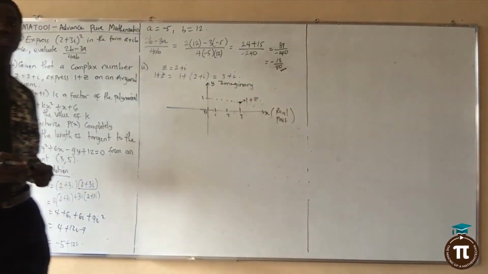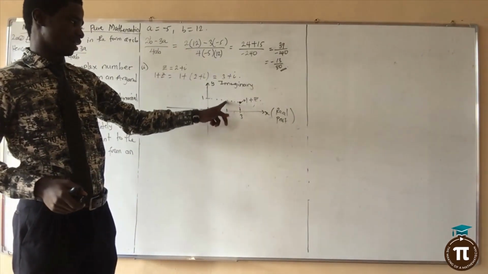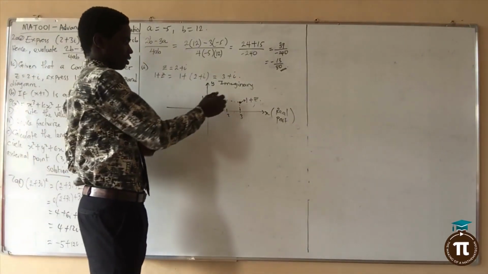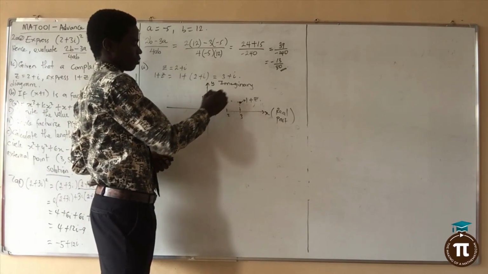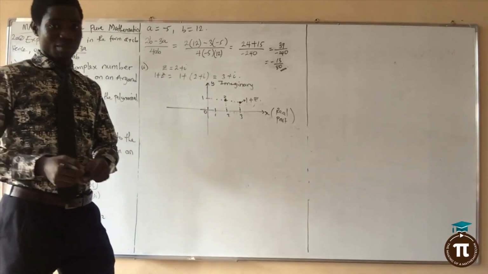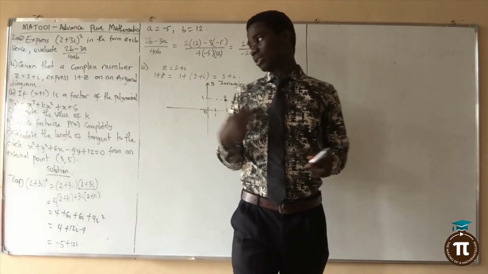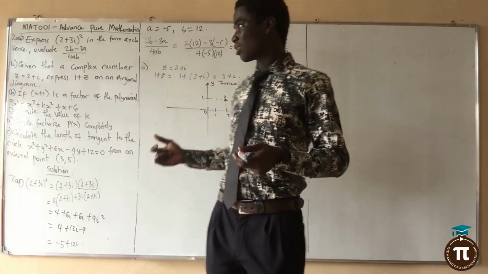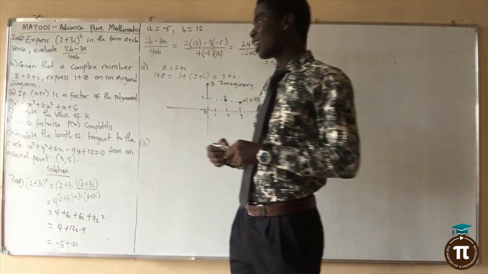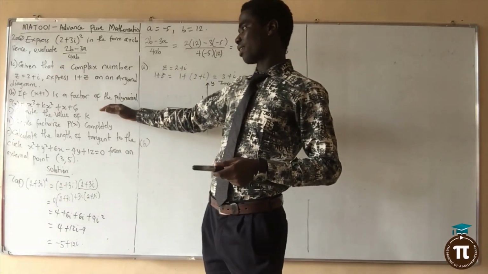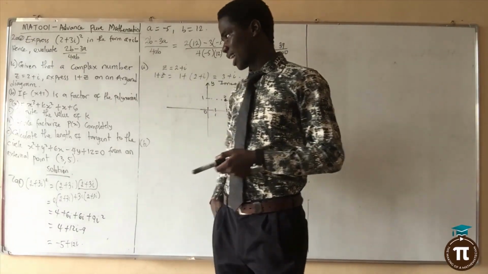This is what they want me to draw on the Argand diagram. If I were to also draw z, z would be at this point, because it's 2 plus i. You get my point. So this is 3 plus i. So that is what we have for this particular problem, and that's all. Now the second part being, if x plus 1 is a factor of the polynomial p of x, x cubed plus kx squared plus x plus 6.